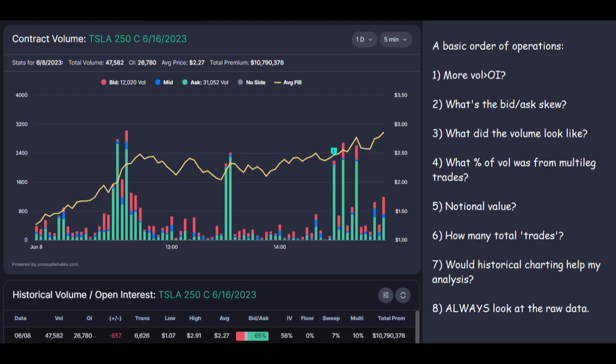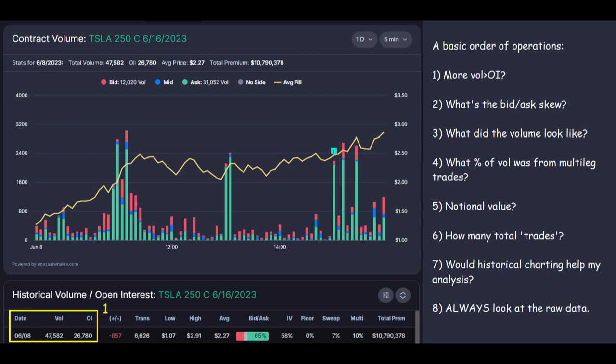Let's take a look at the Tesla 250 strike calls expiring June 16th that we saw in the stream briefly and break it down using the steps in the tweet. While obviously nothing is guaranteed, flow that satisfies the conditions that we're about to go over is definitely flow to keep your eye on. We'll go step by step.